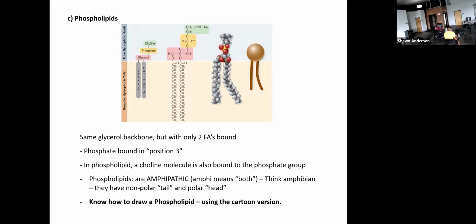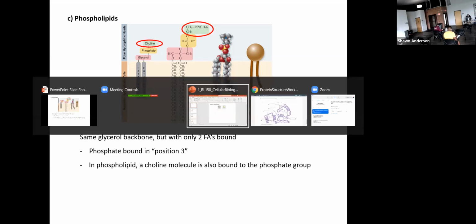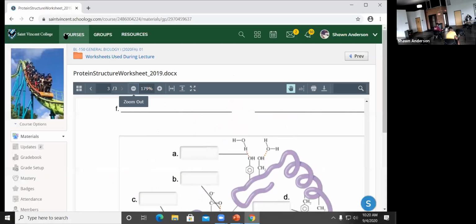So what we notice then is that class is over. So we're going to pick up here. We're almost done with the molecules. We're not done.